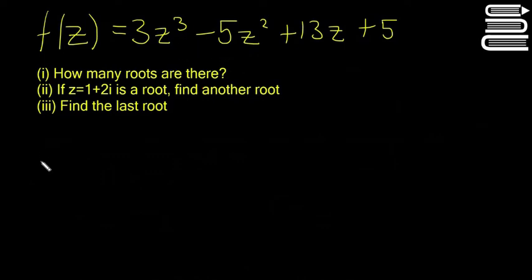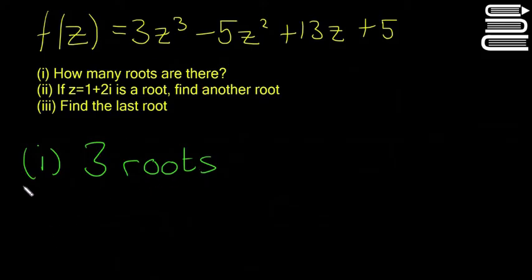So we'll start with question 1 anyway. How many roots are there? There are going to be 3 roots, and the reason for that, as we explained in the last video, is that any polynomial has as many roots as its highest degree. So in this one, the highest degree is 3, because it's 3z cubed. The highest power is 3, and that's how many roots there are going to be. That's all there is to that.